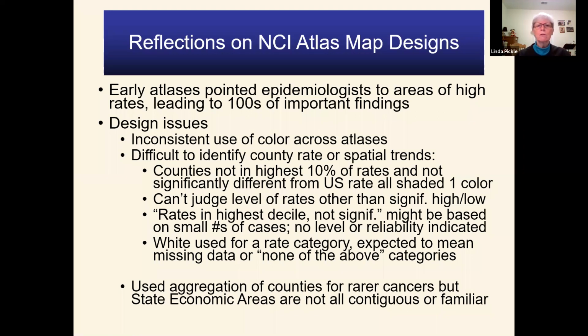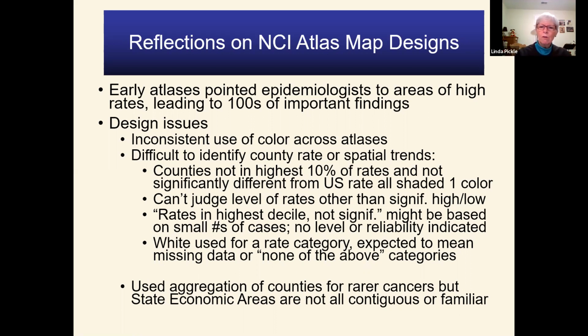There's an inconsistent use of color across the atlases and even within an atlas. It's difficult to identify a county rate or a spatial trend or clusters. If the county's not in the highest 10% of rates and not significantly different from the US rate, they're all shaded one color, like green on that first map that we saw. So you can't judge the level of rates other than whether it was significantly high or low compared to the US rate. The rates in the highest decile and not significant might be based on small numbers of cases, as in the Montana example I mentioned.